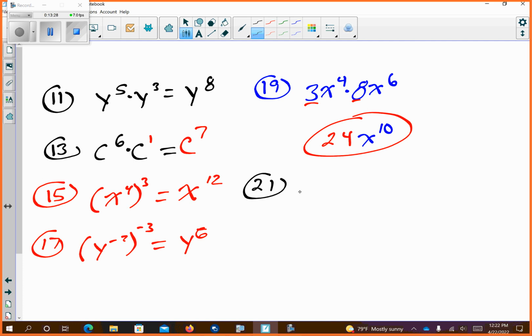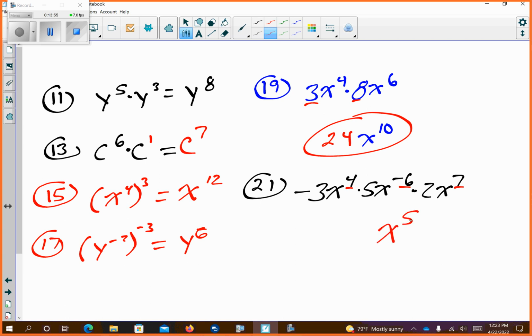Number 21. Let's see if we can use our same skills that we're just seeing, trying to bring them together a little bit. Okay, so let's take care of the exponents first. 4 added to negative 6. Negative 2, very good. Negative 2 added to 7. Positive what? Positive 5, yeah.